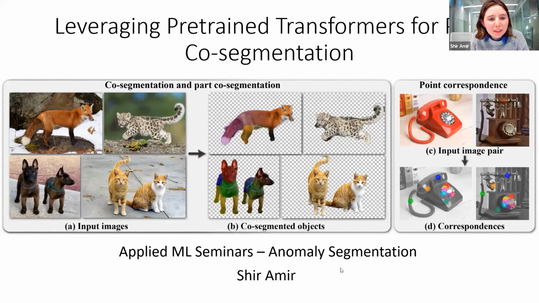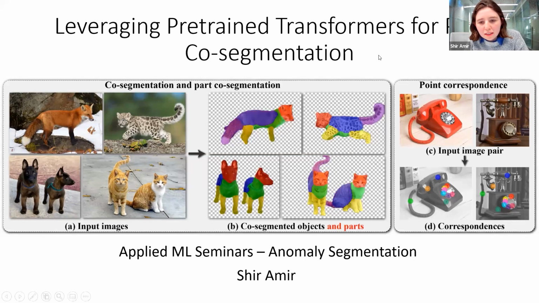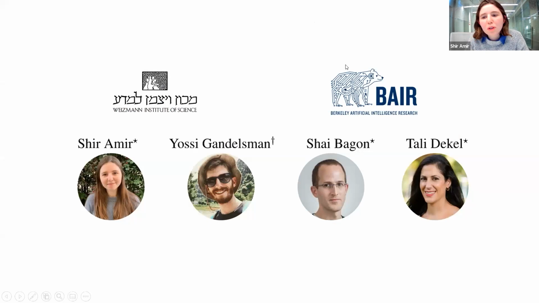Hi, everyone. My name is Shir Amir, and today we'll be discussing leveraging pre-trained transformers for part co-segmentation. This work I actually did during my thesis. I'm a graduate student under the advisory of Tali Dekel at the Weizmann Institute of Science. And this work could not have been done without our amazing collaborators, Yossi Gandelsman and Shai Bagon.